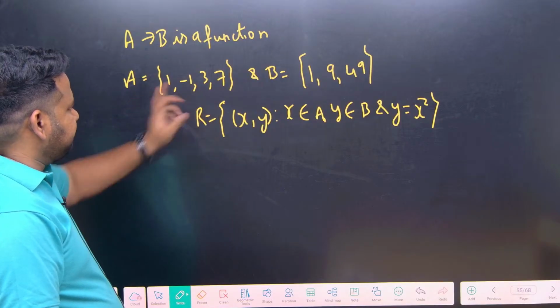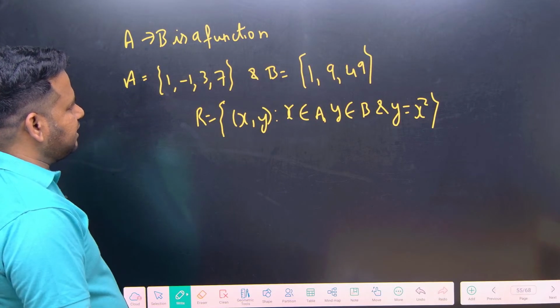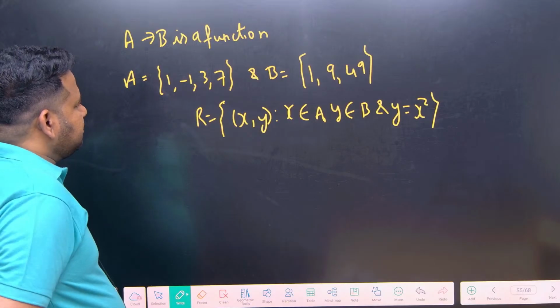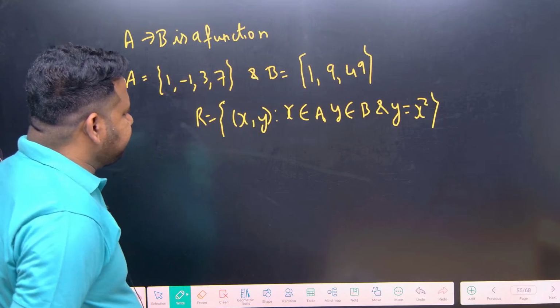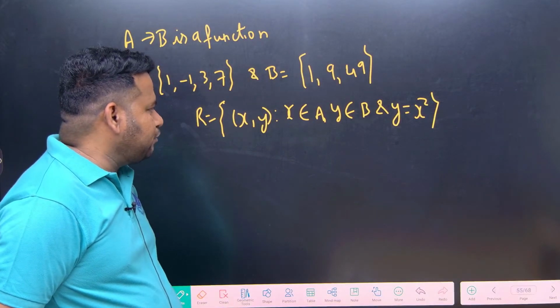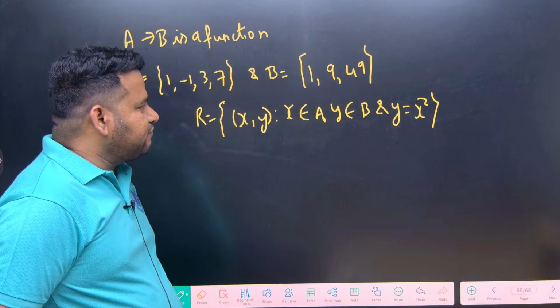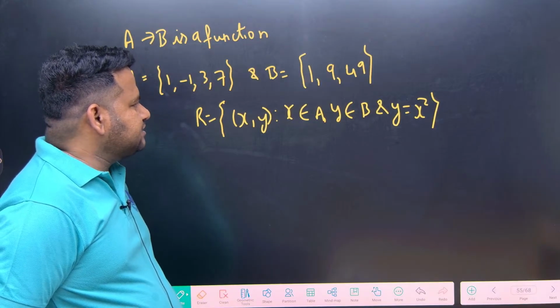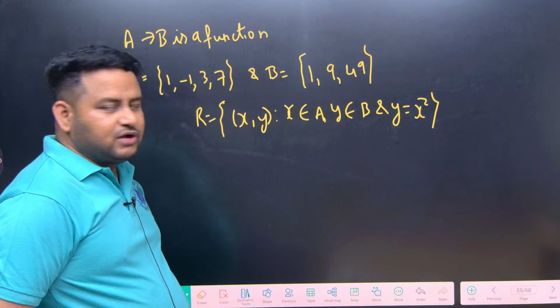1, minus 1, 3, 7. And B is given as 1, 9, 49. So the ordered pair (x, y) is given, where x belongs to A and y belongs to B, and they are telling us y is equal to x square.